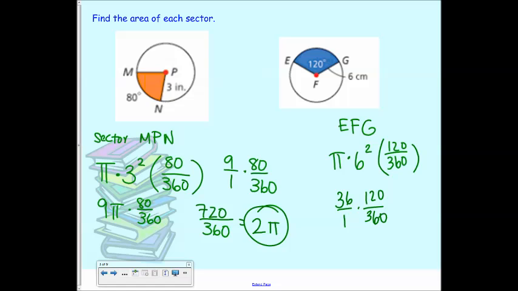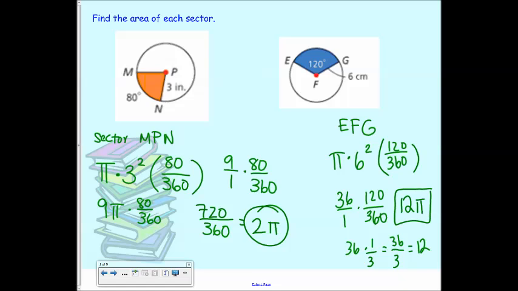You can reduce this, or even just do it on your calculator. What does that reduce to? 1/3. So 36 times 1 over 3, which ends up giving me 36 over 3, which is what? 12. So my answer ends up being 12 pi.